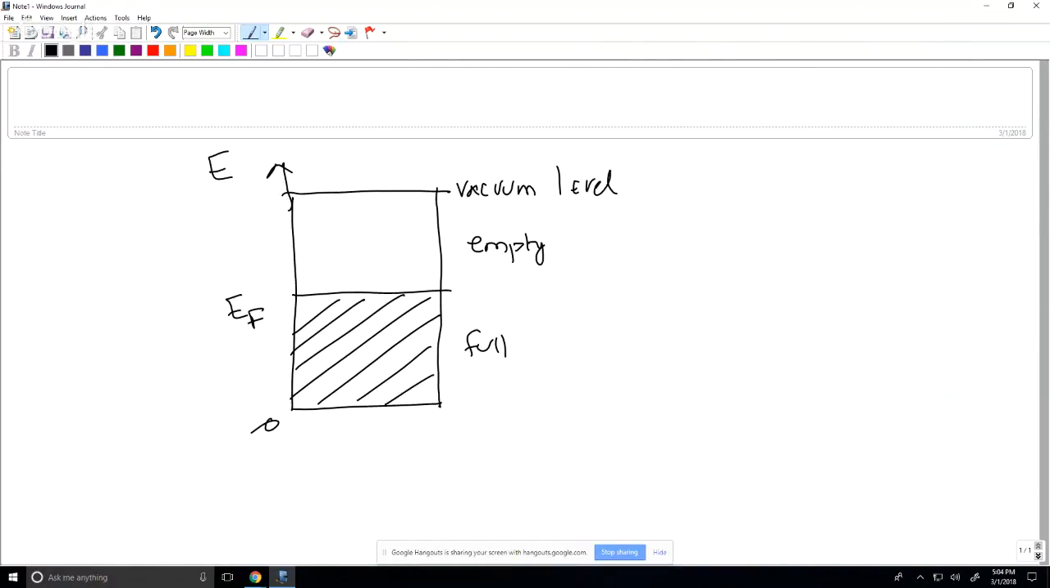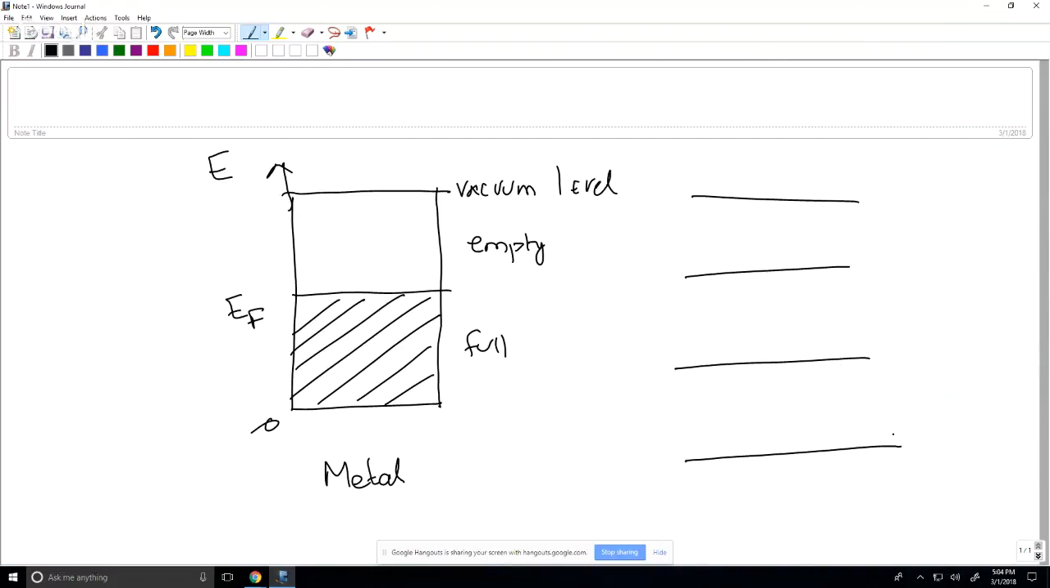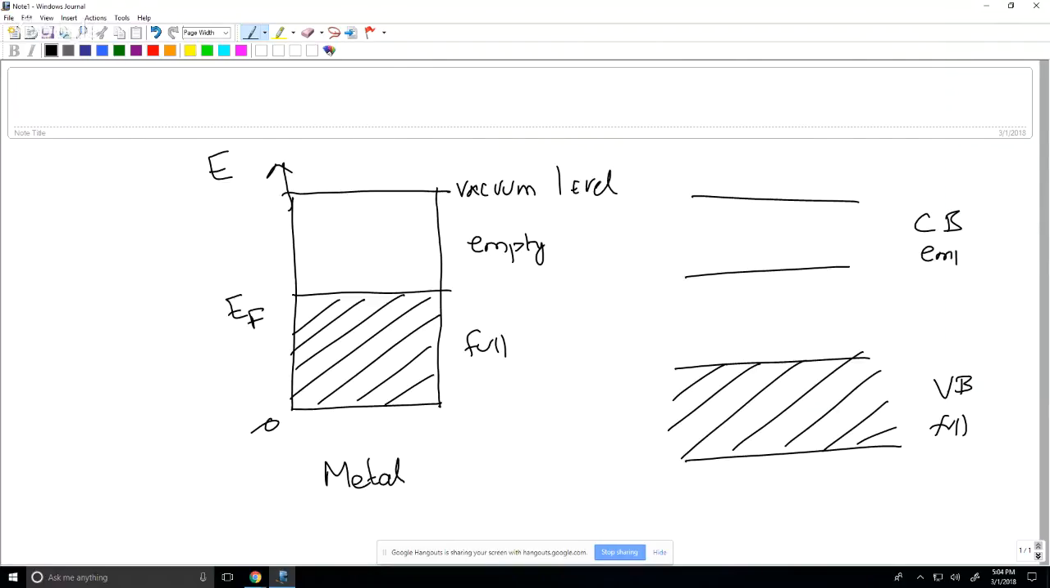We can contrast a metal with a semiconductor. This is a metal, and then let me draw a semiconductor as well. In the case of a semiconductor, we have two energy bands. One we call the valence band or VB. The other is the conduction band or CB. And we say that the valence band is full and the conduction band is empty.